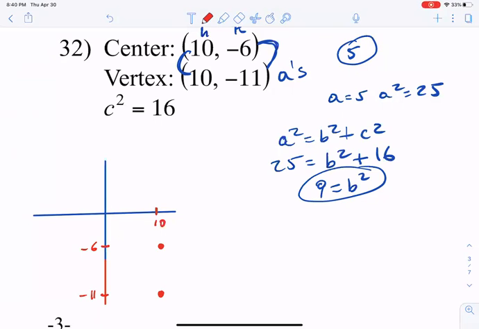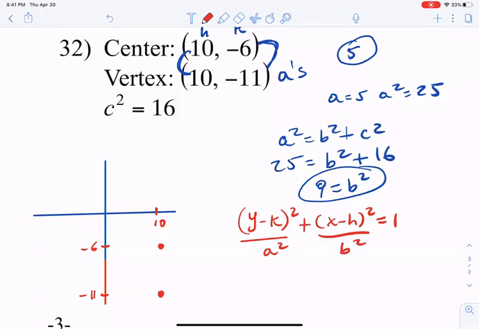And okay, since we know that, we need (y minus k) squared over a squared plus (x minus h) squared over b squared equals 1. This is A squared, this is B squared, and then let's plug it in. So y minus minus 6 is a plus 6, squared, over 25, plus (x minus 10) squared over 9 equals 1. A squared was 25, and b squared again is 9. So that's what we have. So let's see what's going on with the answer there. Number 32 is (x minus 10) squared over 9 plus (y plus 6) squared over 25 equals 1. That indeed is right.